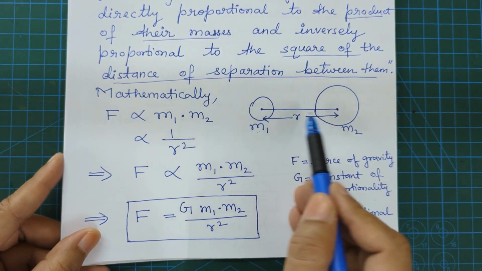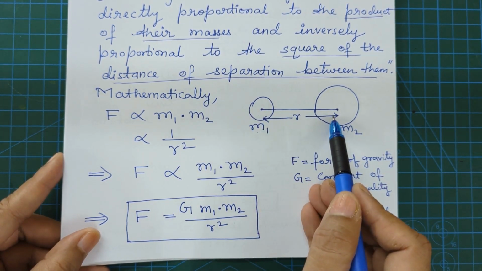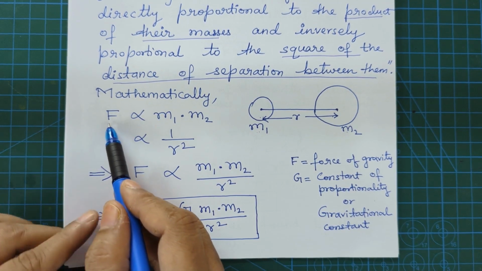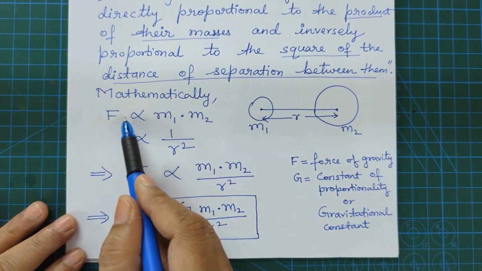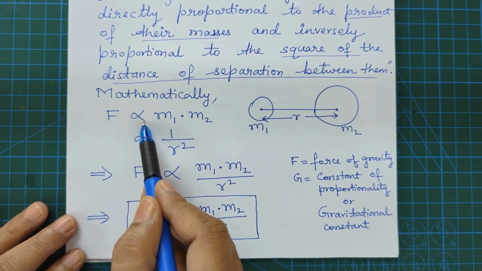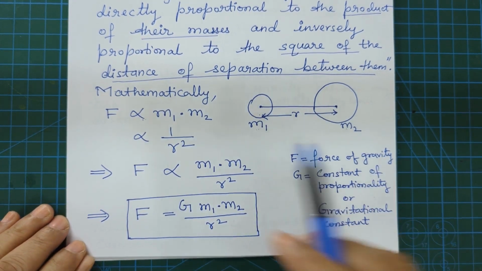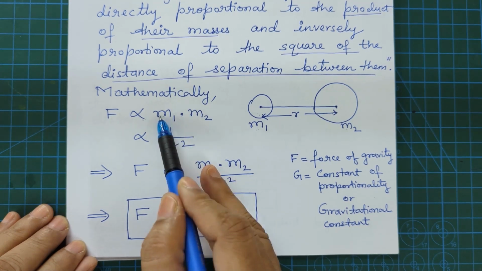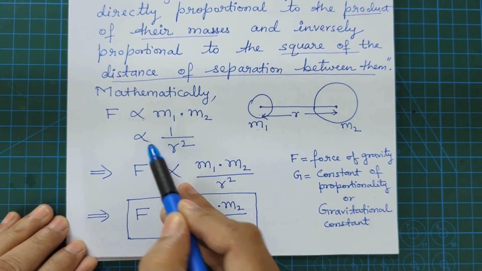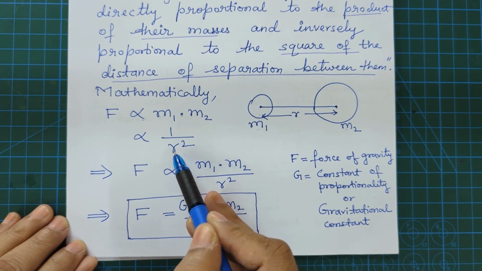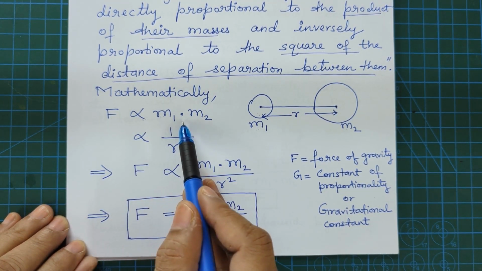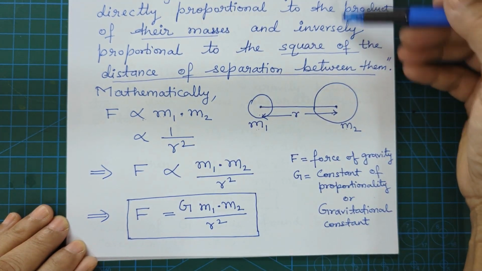So how much force of attraction, meaning force of gravity, is there between them as per universal law of gravitation? Force of gravitation between the masses is directly proportional to, this symbol is the direct proportionality symbol, the product of the magnitude of masses and inversely proportional to the square of the distance between the masses. This is the mathematical expression of the statement that I just read out.